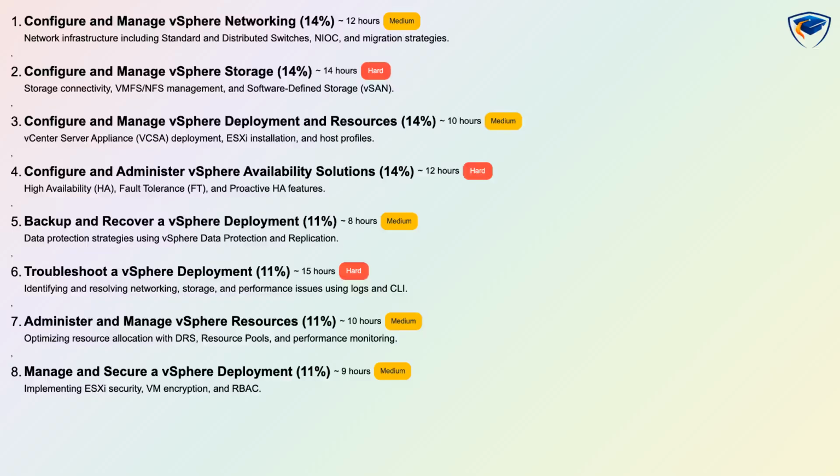The exam covers 8 domains with these exact percentages. Configure and manage vSphere networking 14%. Configure and manage vSphere storage 14%. Configure and manage vSphere deployment and resources 14%. Configure and administer vSphere availability solutions 14%.